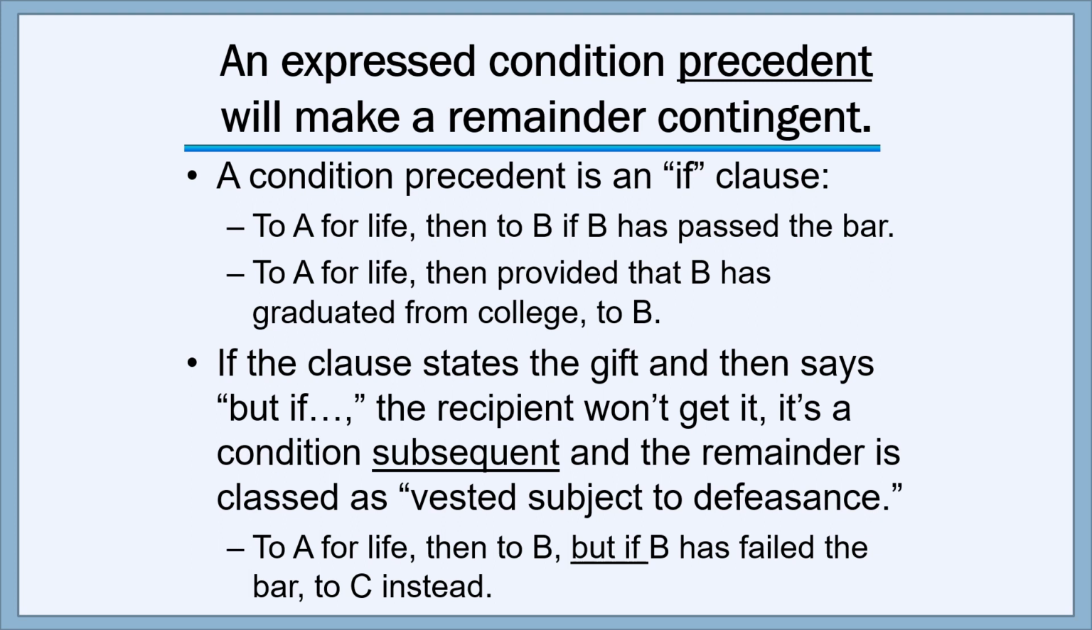You'll notice that from B's point of view, this says B gets the property by way of remainder, but if something happens, namely B failing the bar, then B doesn't get it after all. That's a classic example of a condition subsequent, making B's remainder vested, subject to defeasance.